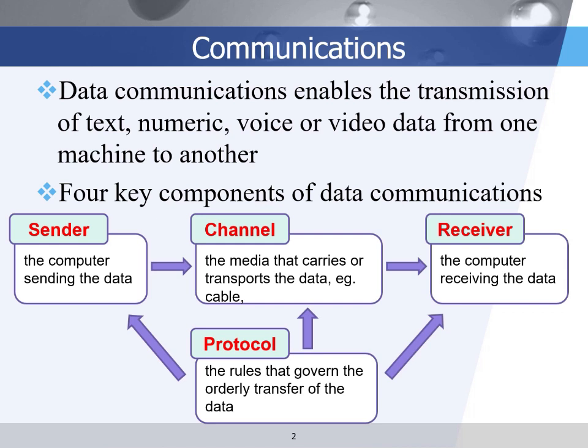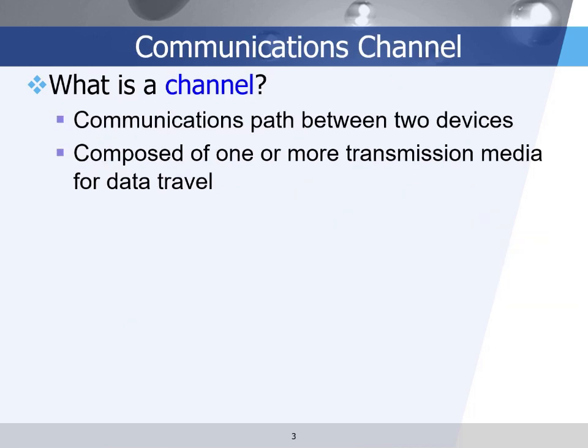Hi, as we discussed before, there are four key components in the data communication system: sender, receiver, channel, and protocol. For the sender and receiver, we have studied some network devices. In this video, we're going to study the channel, which is the network media. A communication channel is the path between two devices.